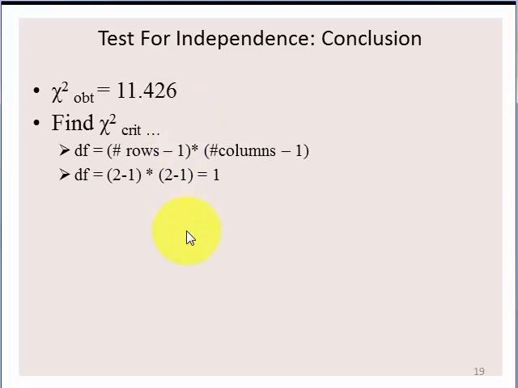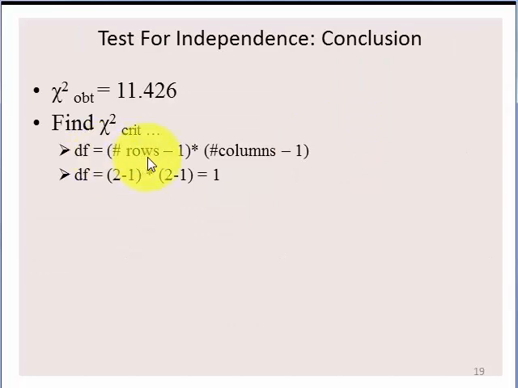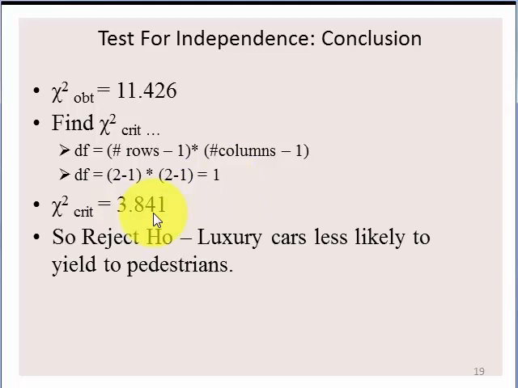And then we need to find chi-squared critical. The degrees of freedom are going to be the number of rows minus 1 times the number of columns minus 1, so it's going to end up being 1 times 1. And that will give us a chi-squared critical of 3.841. So you're going to end up rejecting the null hypothesis because the chi-squared obtained is larger than the chi-squared critical.